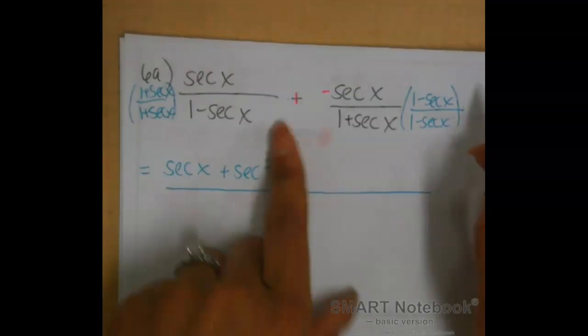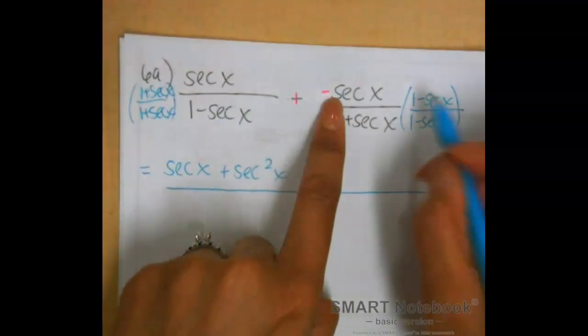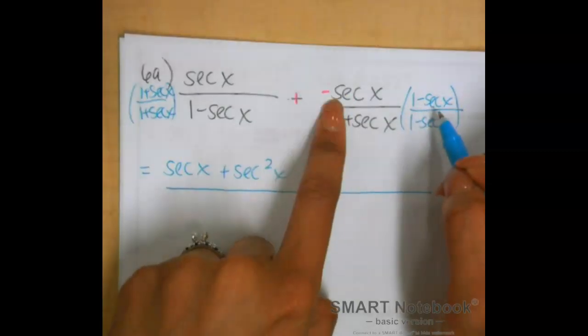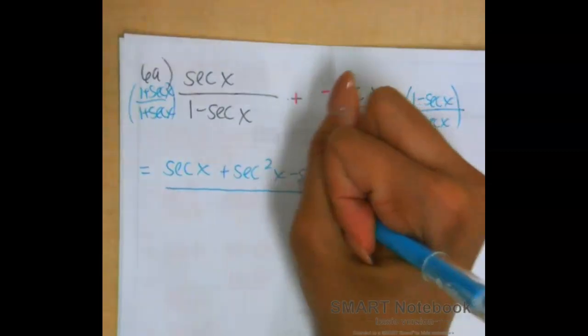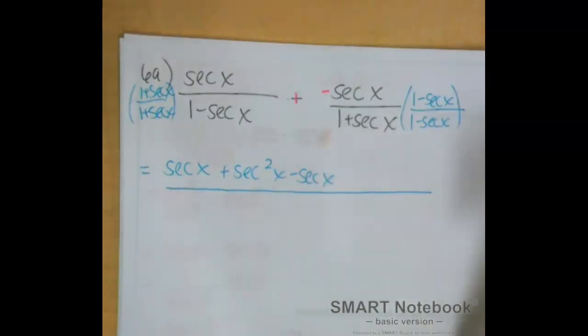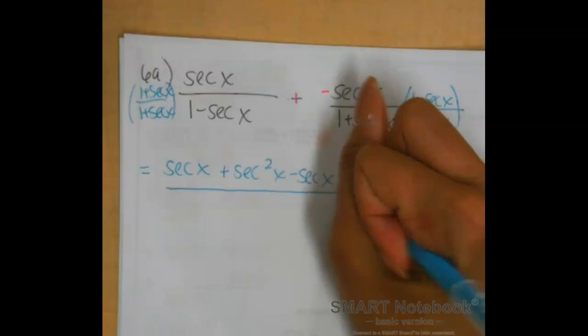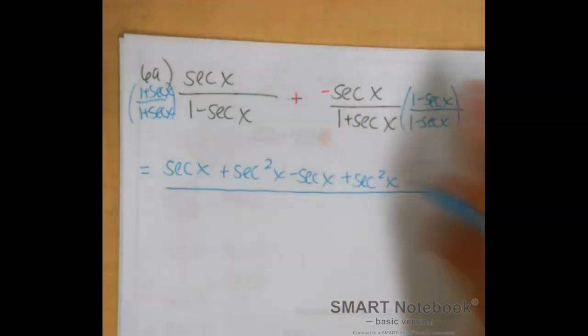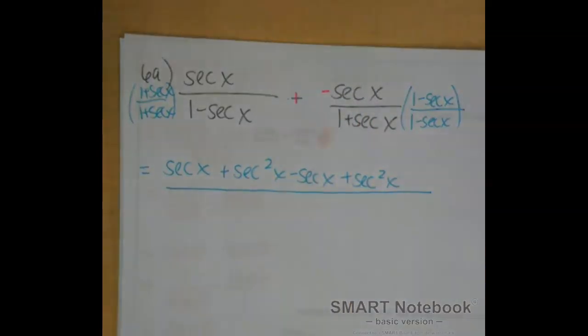So I'm going to move over to the next fraction. We're going to add negative secant times this numerator. Well, negative secant times 1 is negative secant x. Negative secant times negative secant is what? Secant squared x. Positive secant squared x.